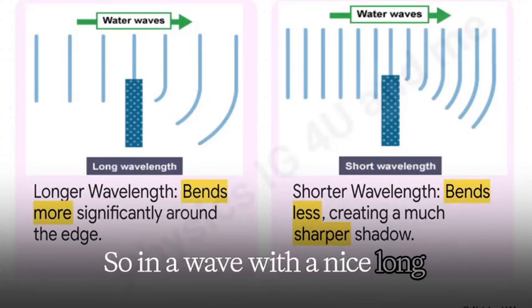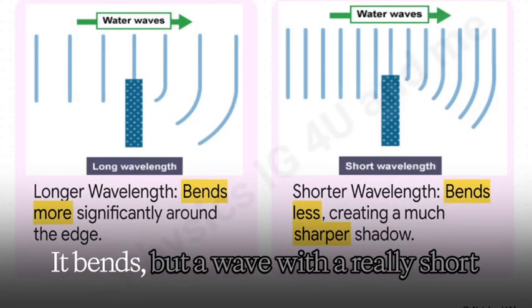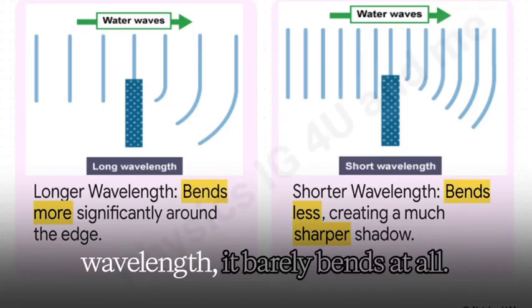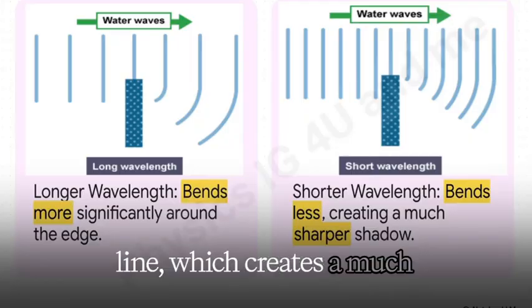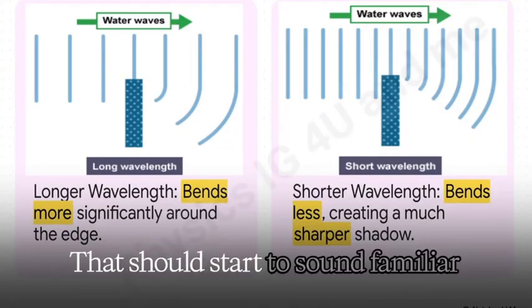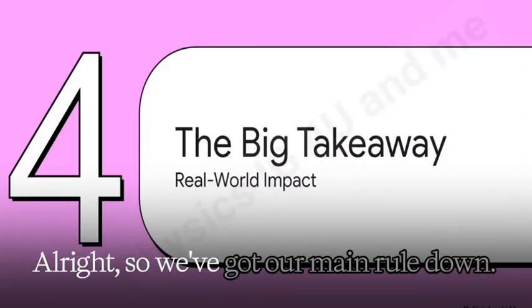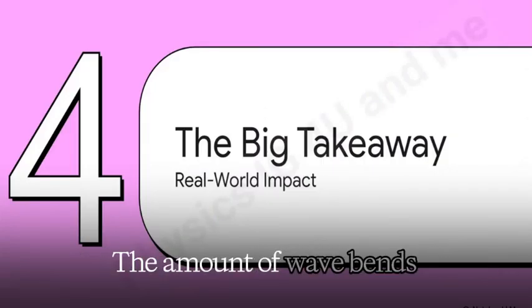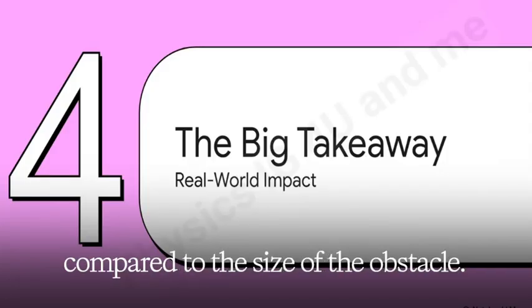So when a wave with a nice long wavelength hits an edge, it just kind of wraps itself around it. It bends. But a wave with a really short wavelength, it barely bends at all. It mostly keeps going in a straight line, which creates a much sharper, more defined shadow. Hmm, that should start to sound familiar when you think about light, right? All right, so we've got our main rule down. The amount a wave bends all depends on its wavelength compared to the size of the obstacle.